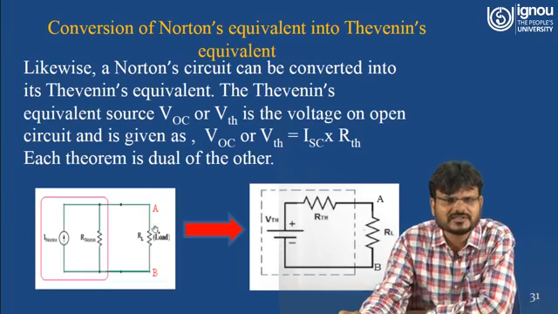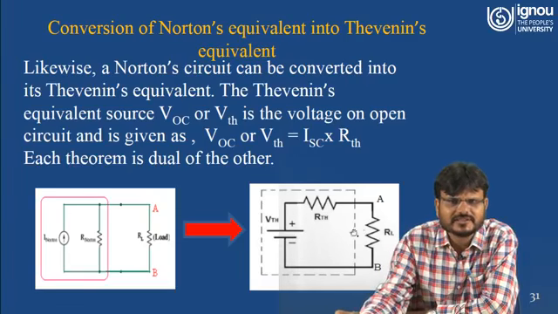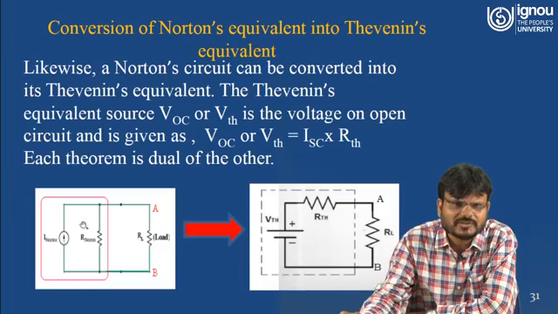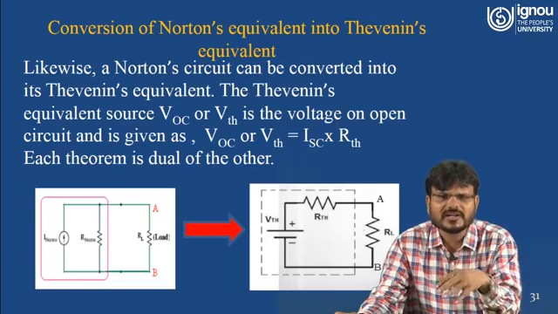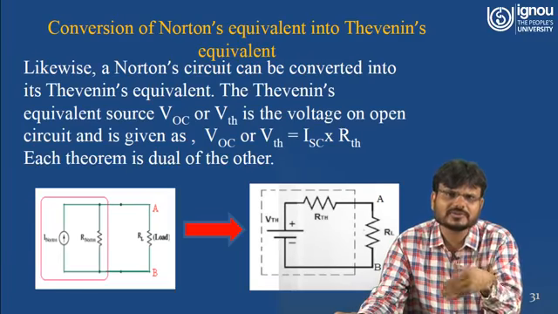So here you can see it is like a current source, it is like a voltage source. So just multiply the Norton current by the Norton resistance, and it will give you the value of VTH. And whatever Norton resistance is in parallel with the Norton current source, you just connect in series with the Thevenin voltage. This is how you can convert Norton equivalent into Thevenin equivalent, and also you can convert Thevenin equivalent into a Norton equivalent.